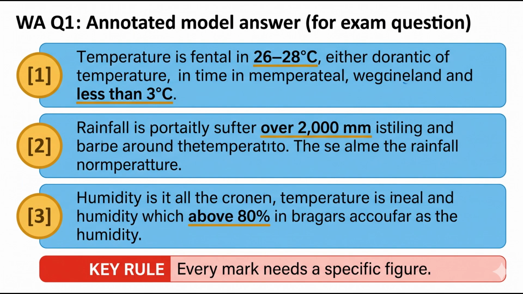Now let us build the WA Question 1 model answer using those figures. 3 marks, 3 features, 3 figures. Mark 1, average monthly temperatures are 26 to 28 degrees Celsius with an annual range of less than 3 degrees Celsius. There is no cool season. Mark 2, annual rainfall exceeds 2,000 millimeters and falls throughout the year with no distinct dry season. Mark 3, humidity is extremely high, often above 80%, due to intense evaporation and transpiration from the dense vegetation.